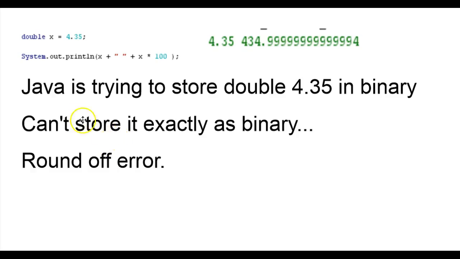The issue comes in the way Java is trying to store the double 4.35 in binary. It stores it, it prints out 4.35, but really it can't store it exactly as a binary number. See, binary numbers aren't traditionally decimals. So Java does some math work in order to get it to be the value that you're interested in. So 434.9999994 mathematically is almost equivalent to 435. But then when you start doing integer operations on this thing, if I started casting this as an int, I would get 434, which is not what I want.